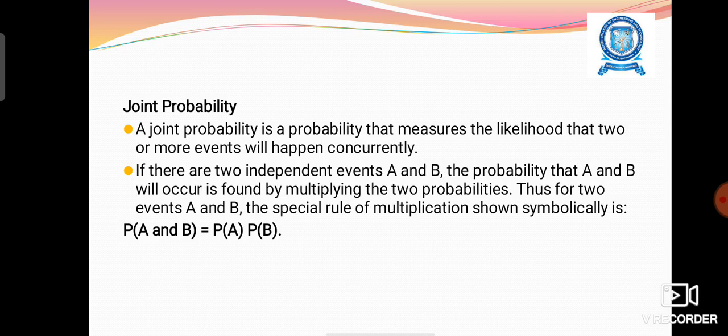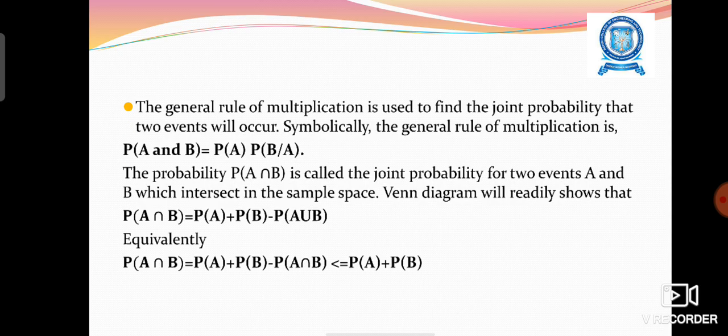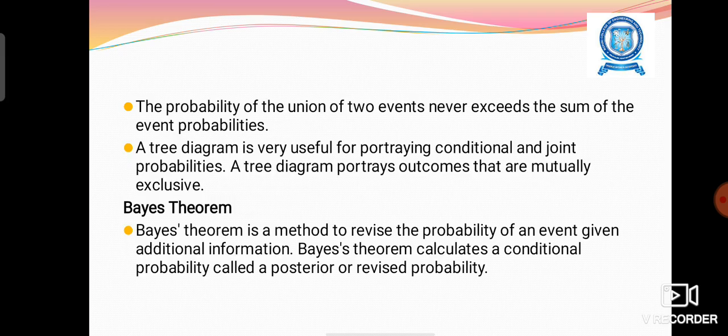Joint probability. A joint probability is a probability that measures the likelihood that two or more events will happen concurrently. If there are two independent events A and B, the probability that A and B will occur is found by multiplying the two probabilities. Thus, for two events A and B, the special rule of multiplication shown symbolically is P of A and B is equal to P of A times P of B. So by applying the probability formulas, we can derive many formulas like this. All these formulas are used for probabilistic generative models.